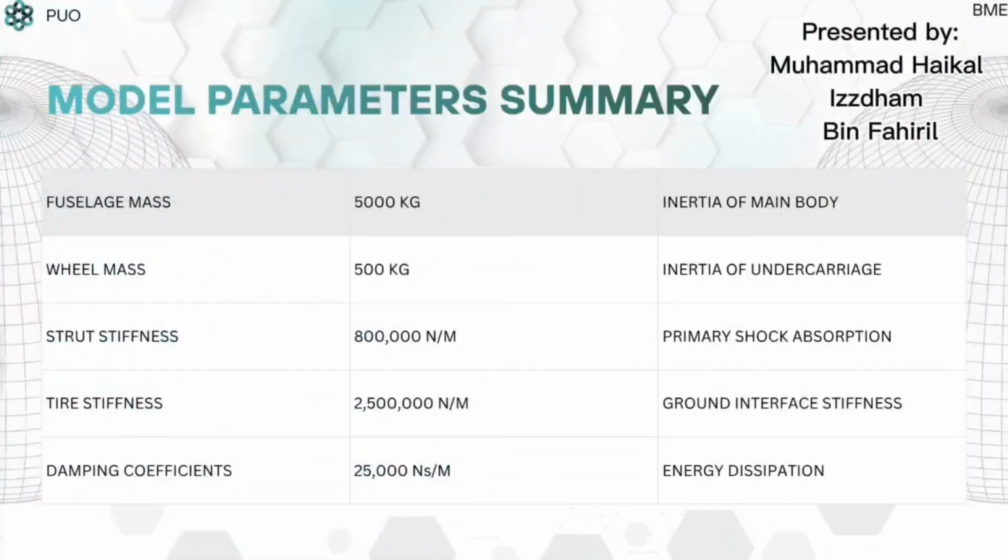Now we go to the model parameter summary. This table consolidates the exact baseline parameters used throughout our calculation. We define the fuselage mass at 5,000 kg and the wheel mass at 500 kg, a strut stiffness of 800,000 Newton per meter, a tire stiffness of 2,500,000 Newton per meter, and a damping coefficient of 2,500 Newton second per meter. These values form our system mass, damping and stiffness matrices.